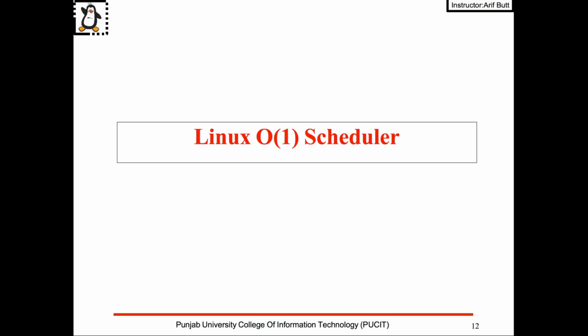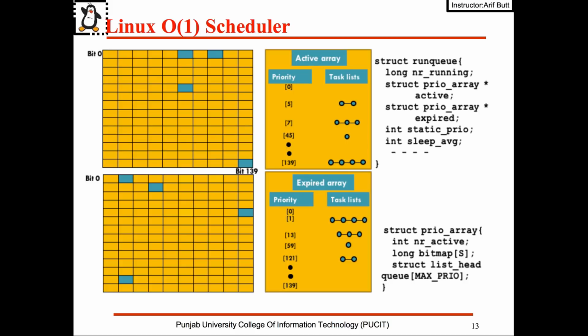Let's move on to the famous Linux Big O(1) scheduler, designed by Ingo Molnar. It was the process scheduler that was used by the Linux kernel from version 2.6 to 2.6.22. Well, this slide shows the data structure used by the Big O(1) scheduler. As the name implies, it can select the next process to run within a constant amount of time, regardless of the number of processes in the run queue.